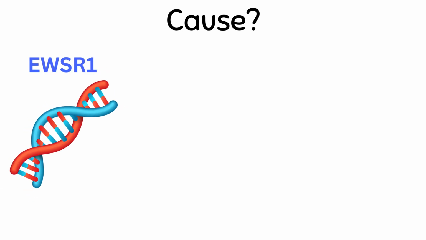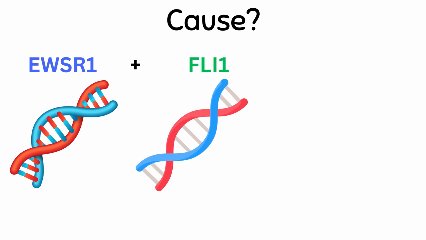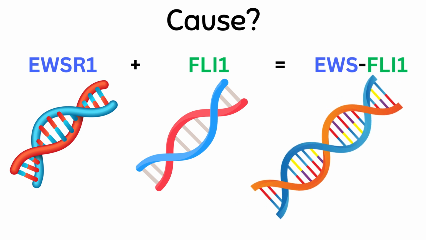The exact cause for Ewing sarcoma is unknown. However, we do know that in most Ewing sarcoma cases, there is a genetic fusion of the EWSR1 gene and the FLI1 gene, which goes on to form the EWS-FLI1 gene. This genetic fusion is seen in the genetic makeup of 85% of Ewing sarcoma cases.